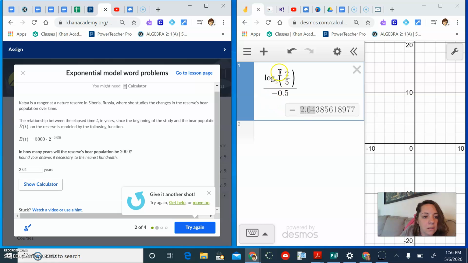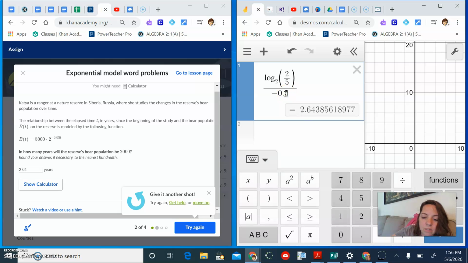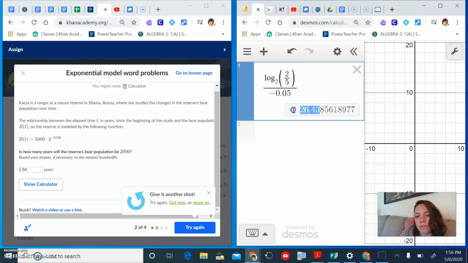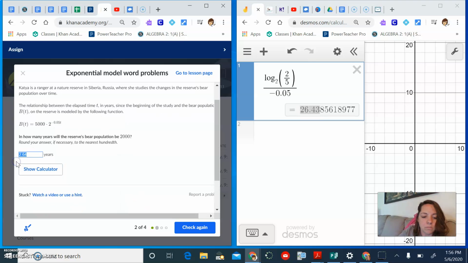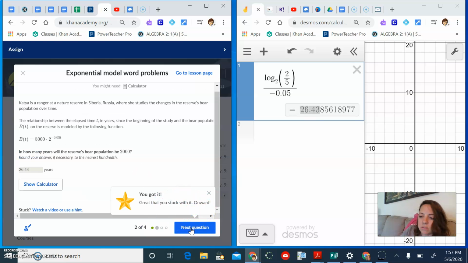Let me go back. Log base 2 of 2,000 over 5,000. Oh, look at that. That's supposed to be 0.05. I only typed in 0.5. Let's do 0.05. So this should be 26.443, but that 8 makes that 43 pop up to 44. So 26.44. Humans make errors, make mistakes, and we learn from them. Got to be careful. 0.05 is very different than 0.5.